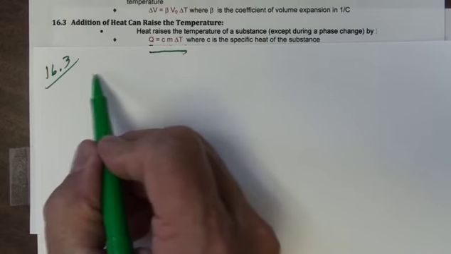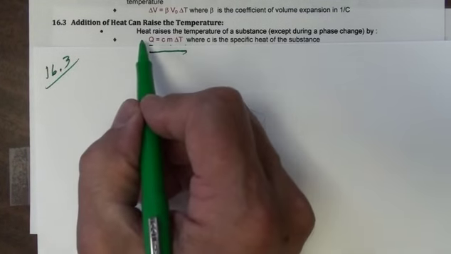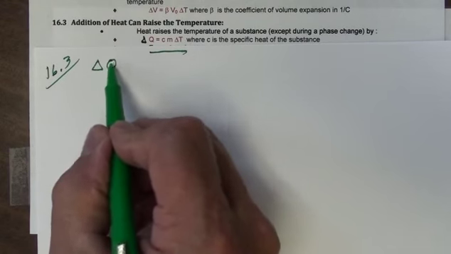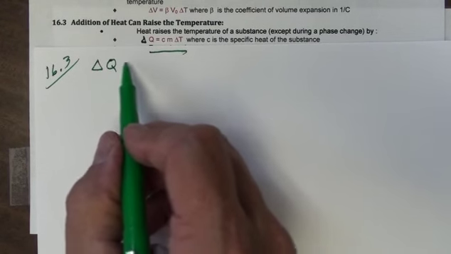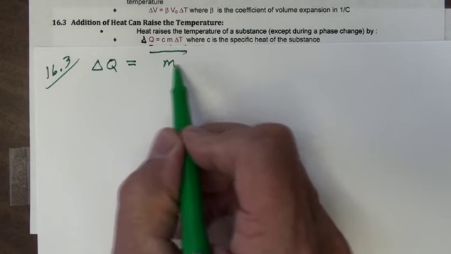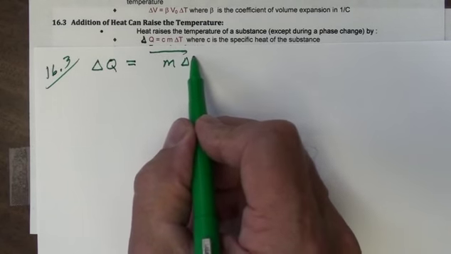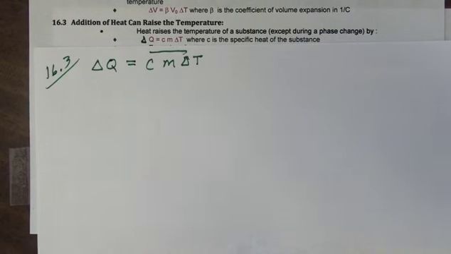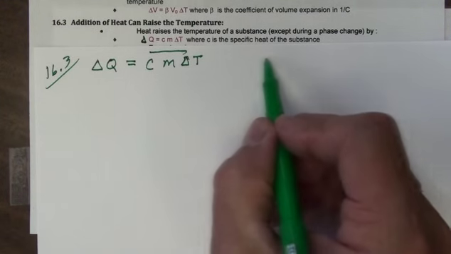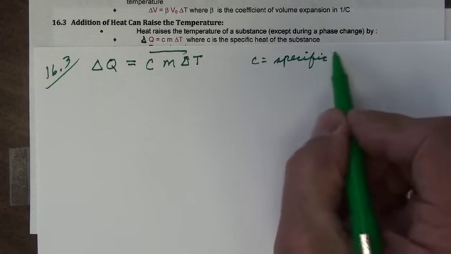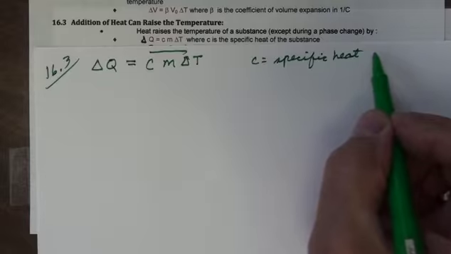When we have an amount of heat, I really should have put a delta Q here. If I put a delta Q of heat into something that has a mass M, then it will change the temperature by delta T. And this C here is called the specific heat. The specific heat of the substance.